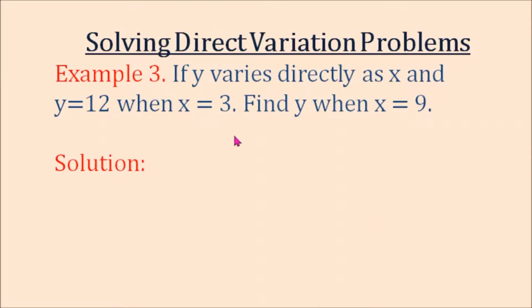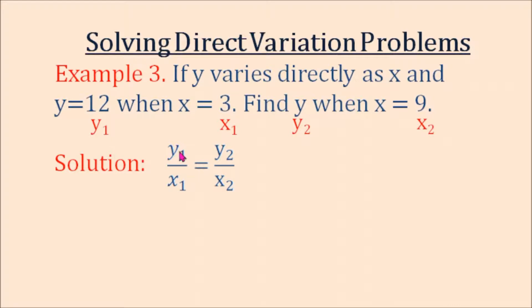This is an alternative solution to example number 3. So we can write y sub 1 over x sub 1 equals y sub 2 over x sub 2. 12 is our y sub 1, 3 is our x sub 1, then y sub 2, this is what we do not know, and x sub 2 is 9. We are going to substitute these numbers into our equation.